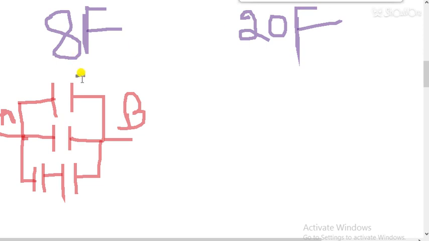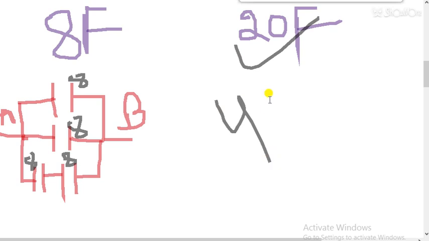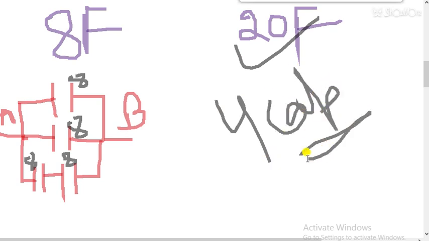So 8 is here, 8 is here also, 8 and 8 is 16. And 8 is here and 8 is here, that means 8 and 8 is 16, and 16 and 4 is 20. So we get the 20 farad by using 8 farad capacitors. By using how many minimum capacitors? 4 capacitors we need. Maximum we cannot find, there is a lot of combinations we can get, but we can find the minimum value.